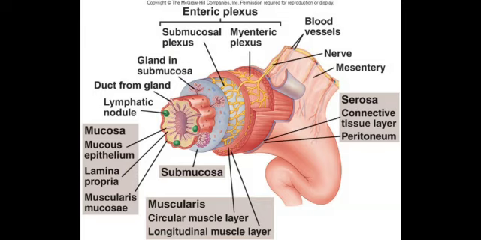Under the mucosa we have the lamina propria and the muscularis mucosa. And you can see the two nerve plexuses, which are called the enteric plexus. The submucosal plexus is Meissner's, and the myenteric plexus is Auerbach's, which lies between the circular and longitudinal muscle layers.